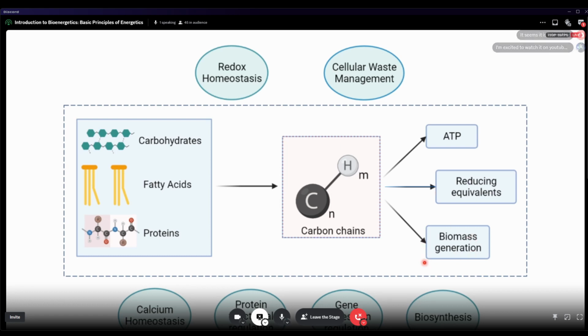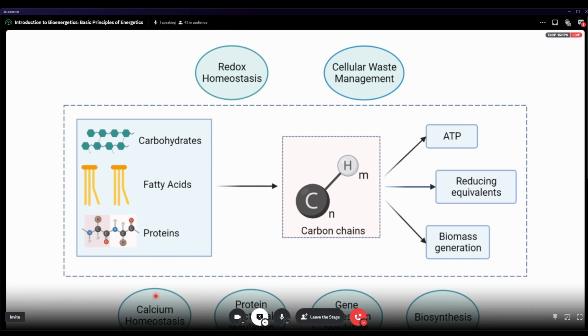And you can also have biomass generation. This biomass generation is usually in the form of anabolism. These carbon chains that are broken down are not always completely broken down to carbon dioxide. You can have intermediate carbon chain lengths, and these can then be used for the generation of biomass. So overall, bioenergetics can be utilized in various processes, which is to maintain the redox homeostasis of the cell, to manage the waste inside a cell.